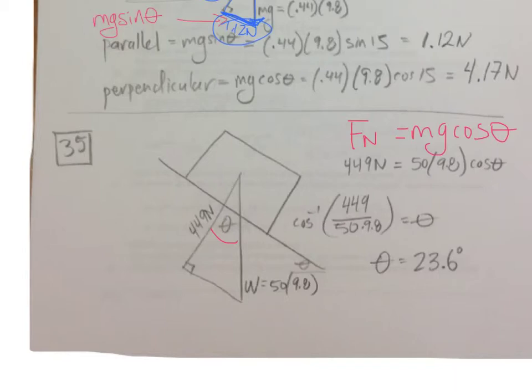So plugged in. I used my algebra skills here, dividing this by this, and then I'm taking the inverse cosine to find theta, making sure my calculator is in degree mode. Degree mode. What mood are you in, calculator? 23.6 degrees. Very nice. Moving on.